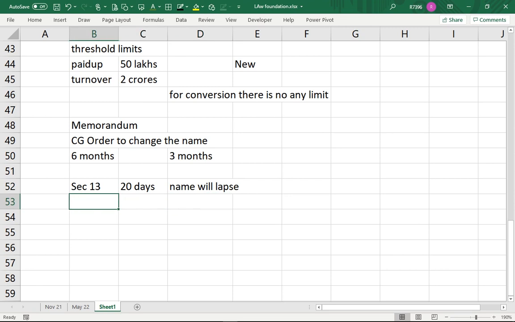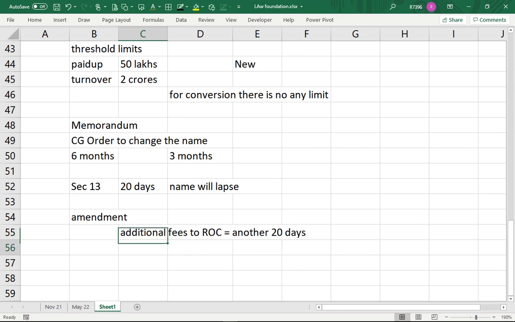Now what is the amendment here? According to the new amendment, the law says that if 20 days have lapsed and you don't want your name to lapse, then you have to pay additional fees. If you pay additional fees to ROC, whatever amount is decided by ROC, then your name reservation will increase by another 20 days. And over here the additional fee decided by ROC is 1000 rupees.